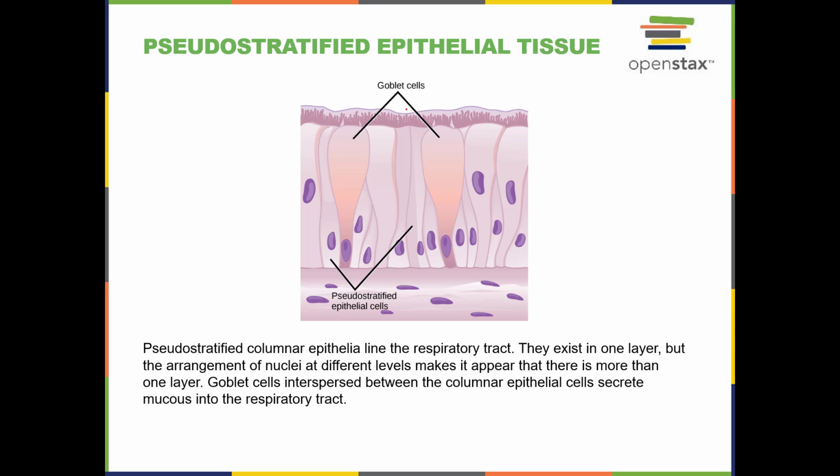So pseudostratified in this image here, if you were looking just at this part of it, if in the other one it was a simple columnar epithelium, you had all the nuclei lined up in one place, so it was visually easy to tell that it was a single layer. But there are some tissues where the nuclei might be positioned slightly differently, and it almost looks like there's a couple layers of cells, but it's just an optical illusion because it really is just one layer. So the arrangement of nuclei makes it appear as if there's more than one layer. So that's called pseudostratified.